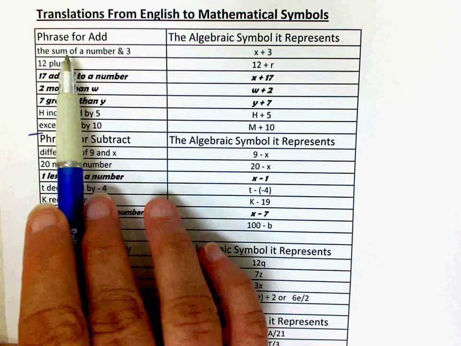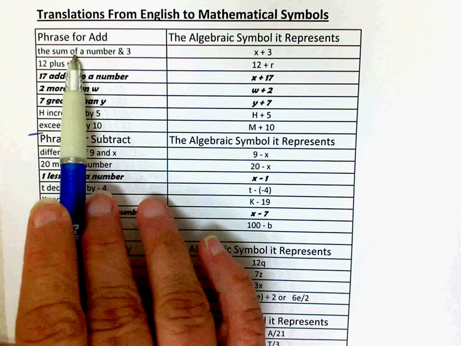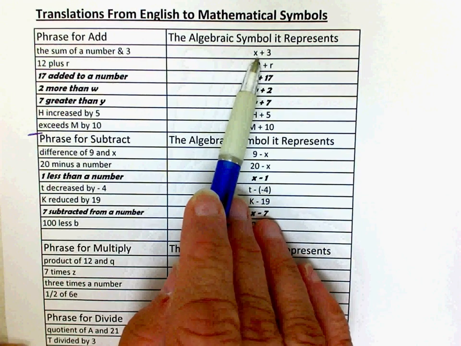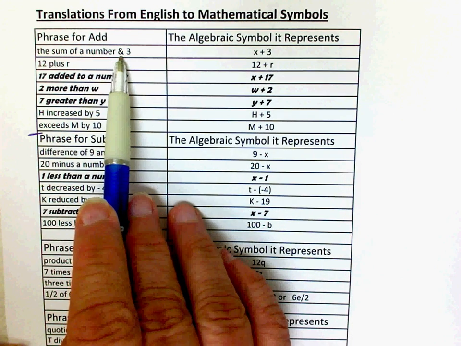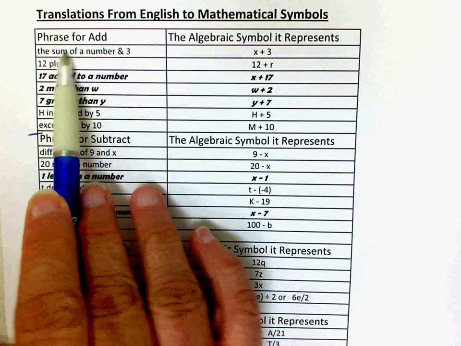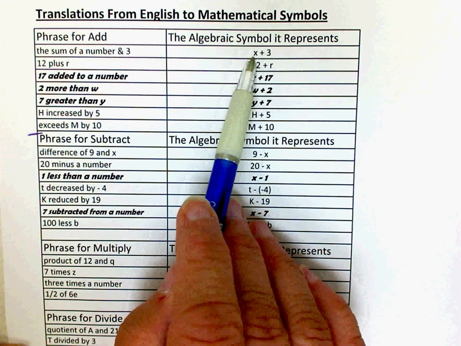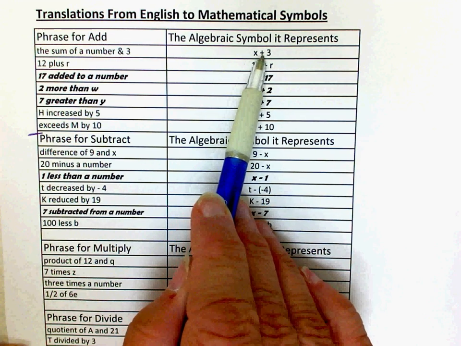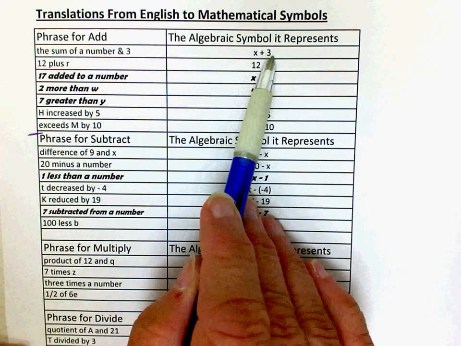Okay. Notice the sum of a number. When it says a number, we always use x. Where the "and" is where that sign goes. So a number and 3, x plus 3.